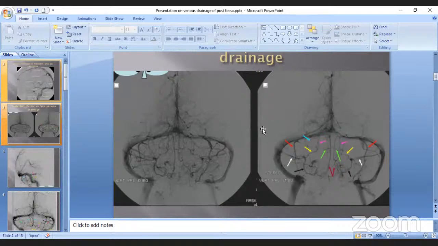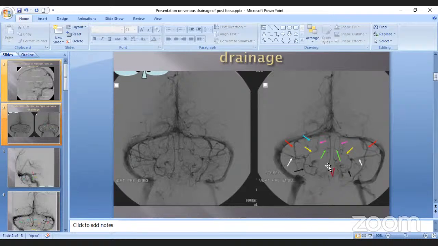This is basically a Towne's view or the deep craniocaudal view of the venous phase of the posterior fossa. The problem with the Towne's view is that all the veins come below the transverse sinus. So you cannot separate between the superior and the inferior veins of the cerebellum.